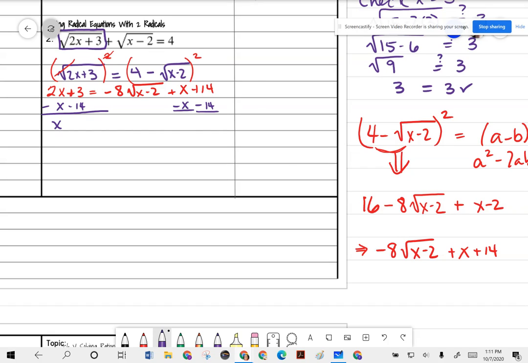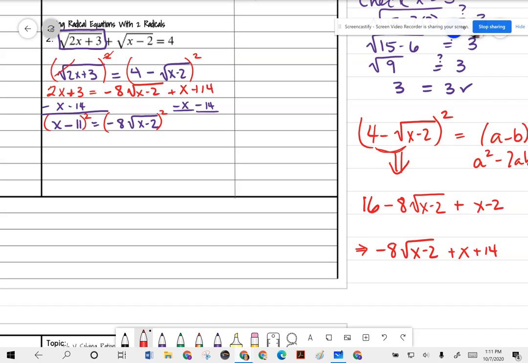So I end up with x minus 11 is equal to negative 8 square root of x minus 2. From here, you could square both sides at this point, and that's fine, or you could also divide by negative 8. If you end up squaring that, you end up having a fraction, so it's up to you how you want to present it, but you can definitely square both sides now.